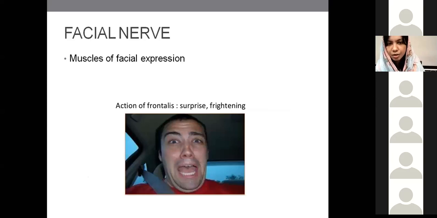So these are the muscles of facial expression. Action of the frontalis, that is surprise or frightening. This is the action of frontalis muscle.